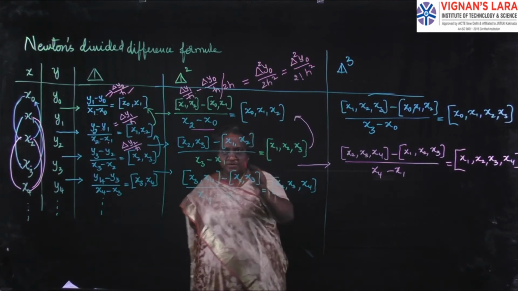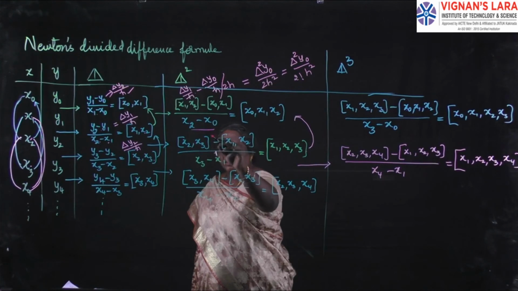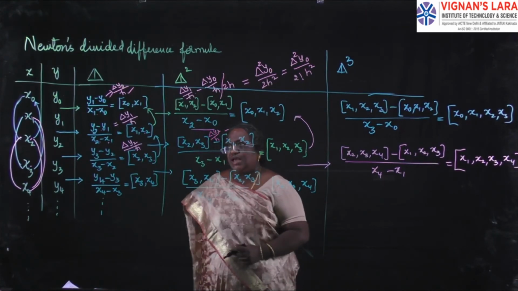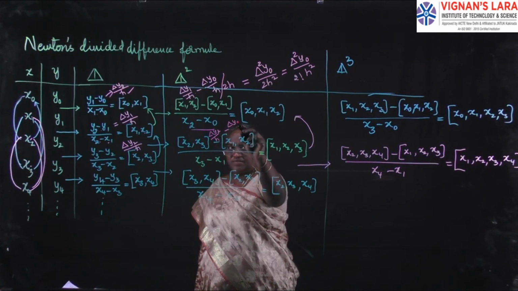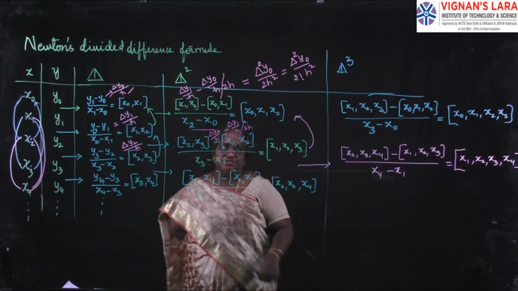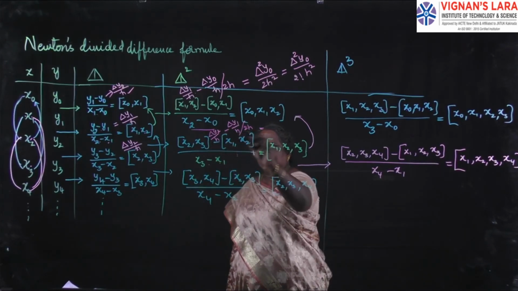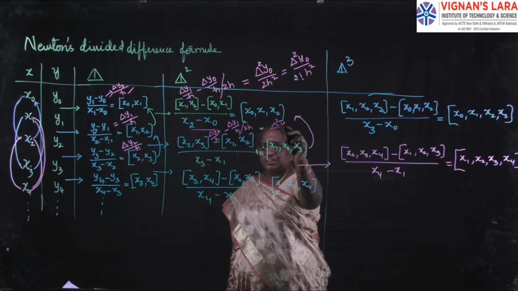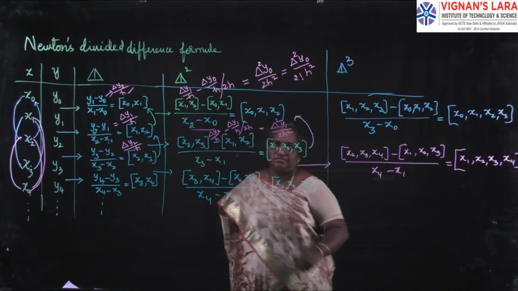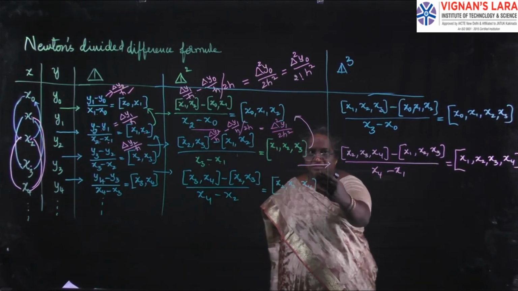Similarly, what is x1, x2, x3? It is del y2 by h minus del y1 by h. Again x3 minus x1 is 2h. So this comes to be del y2 minus del y1, which is del square y1, by 2h into h, that is 2h square. So we can write it as del square y1 by 2 factorial into h square. Similarly, this one also follows.